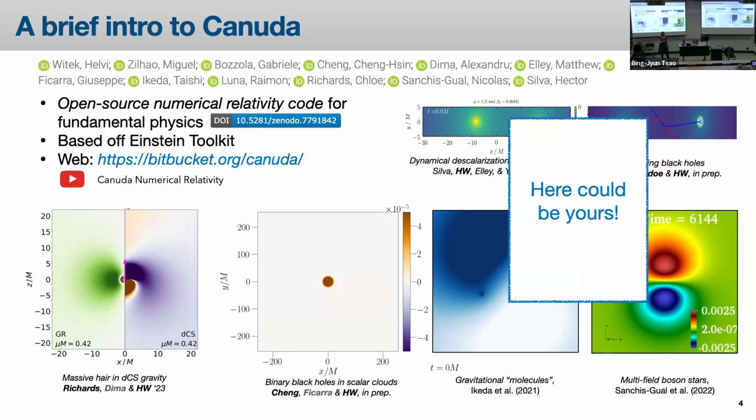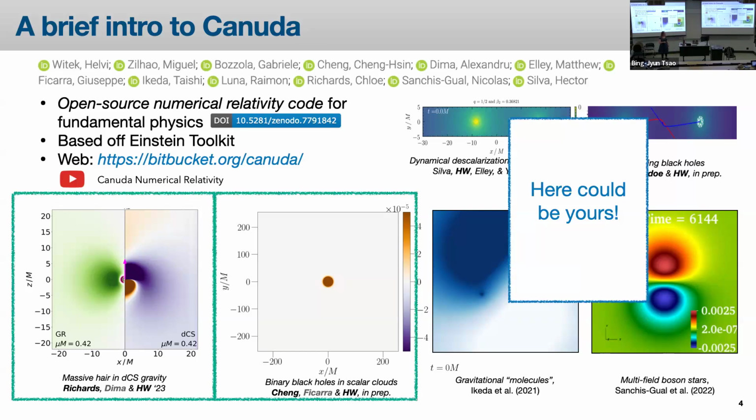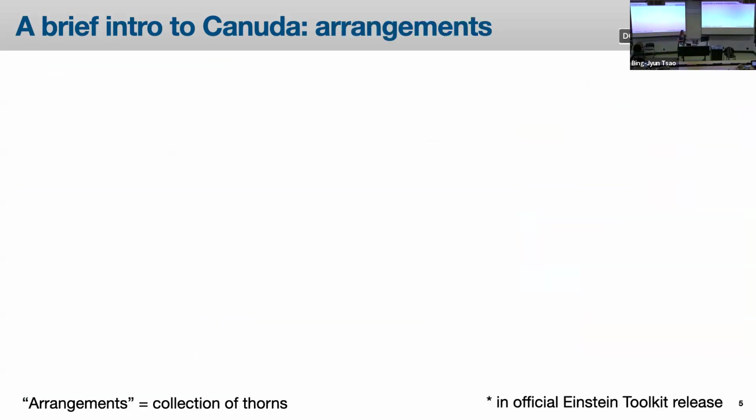And the other thing is there's a lot of pictures here, but I really want to focus on two things. The one is black holes and scalar fields, and the other one is modified gravity. Now, one thing that I added this morning to give all of you a bit of an idea was what is actually included in Canuda. I decided to come up with the following slides.